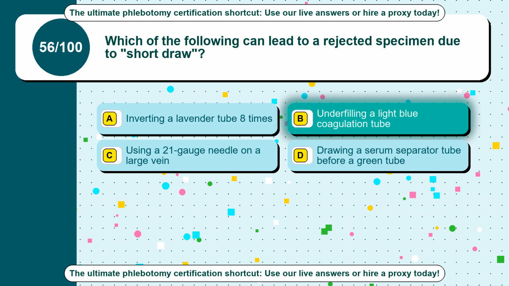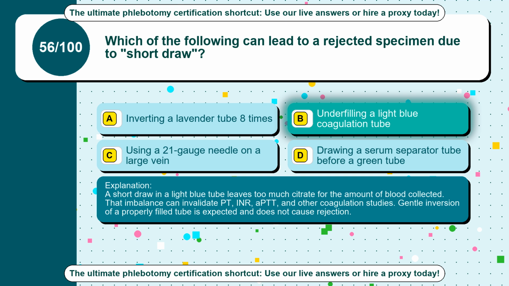The correct answer is option B. Underfilling a light blue coagulation tube. A short draw in a light blue tube leaves too much citrate for the amount of blood collected. That imbalance can invalidate PT, INR, APTT, and other coagulation studies. Gentle inversion of a properly filled tube is expected and does not cause rejection.